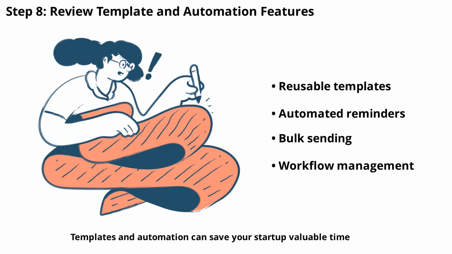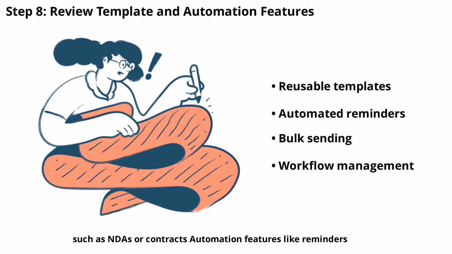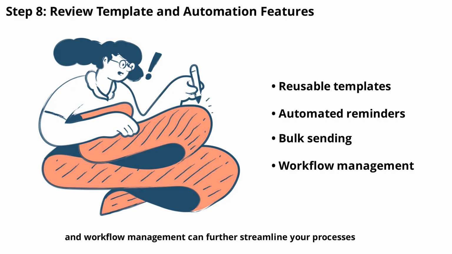Templates and automation can save your startup valuable time. Look for software that allows you to create reusable templates for frequently used documents, such as NDAs or contracts. Automation features like reminders, bulk sending, and workflow management can further streamline your processes. These tools help reduce manual work and ensure consistency across your business documents.